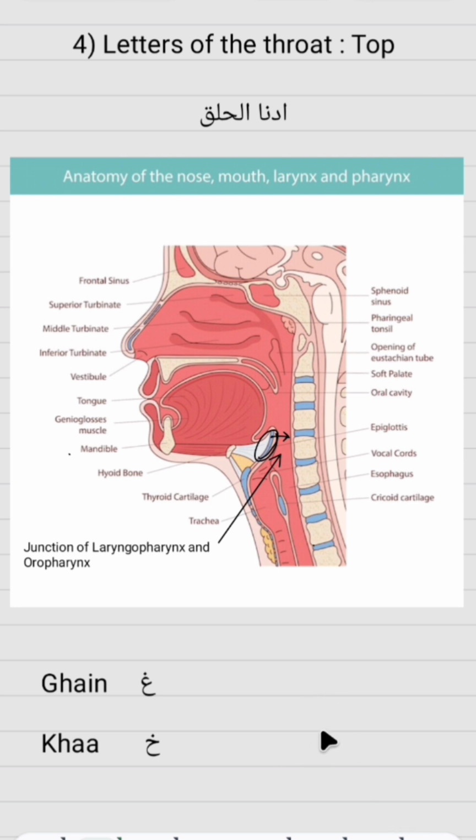Just a quick recap of the letters of the throat. You've got three parts to the throat. There's the top, the middle, and the bottom. There are two letters that come from each of these portions. So from the bottom, we've got our ha and our hamza. From the center, we have ain and we have ha. And from the top, we have ghoin and we have kha.